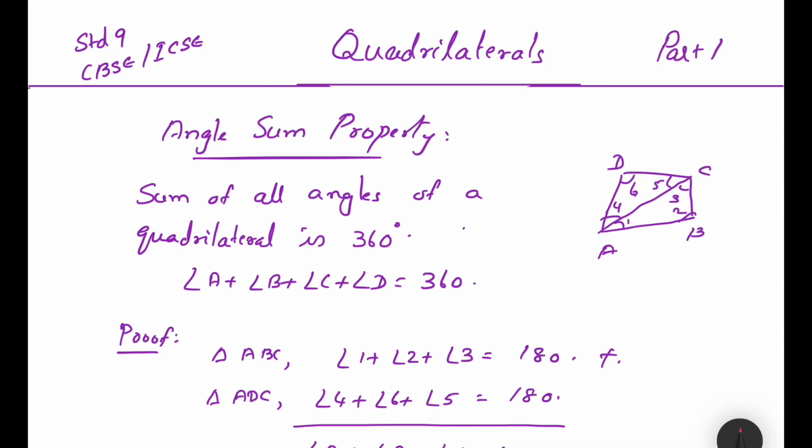The chapter is Quadrilaterals for standard 9 and this is part 1. Here we are going to discuss the properties of the various types of quadrilaterals.